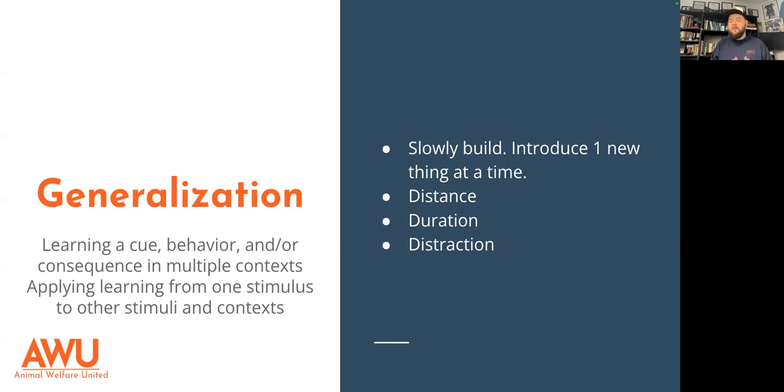But in order to do that, I don't go straight from my living room to the football field with chickens. I introduce living room, then outside, then football field, then distance, then lower level distraction than chickens, unless your dog doesn't care about chickens in the first place. I introduce each of those things strategically and kind of one at a time to generalize that behavior.